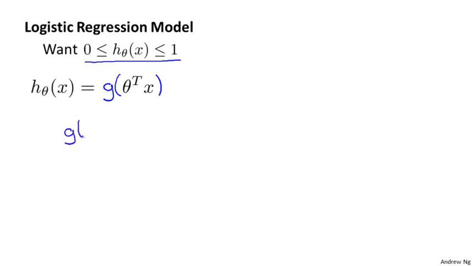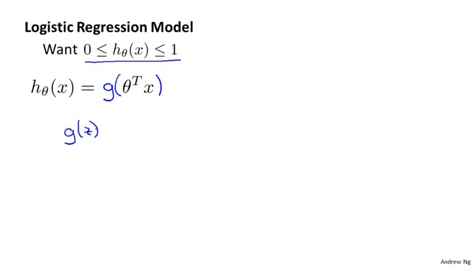Earlier, we said that we would like our classifier to output values that are between 0 and 1. So we'd like to come up with a hypothesis that satisfies this property, that its predictions are between 0 and 1. When we were using linear regression, this was the form of a hypothesis, where h of x is theta transpose x. For logistic regression, I'm going to modify this a little bit and make the hypothesis g of theta transpose x, where I'm going to define the function g as follows.